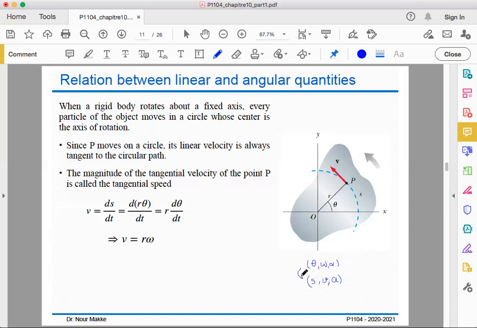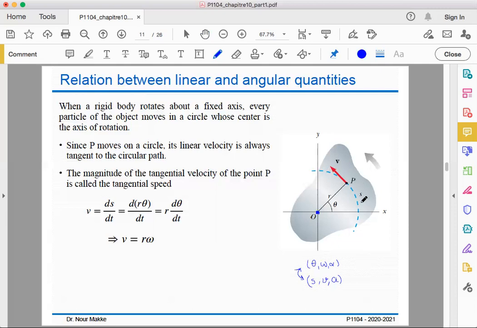Is there a relation between these two sets of variables, the linear variables on one side and the angular variables on the other side? Well, let's consider this case. We have an arbitrary shaped rigid body that is rotating about the axis that passes through O. This axis is perpendicular to the page, passes through O, and this object is making a rotation counterclockwise.